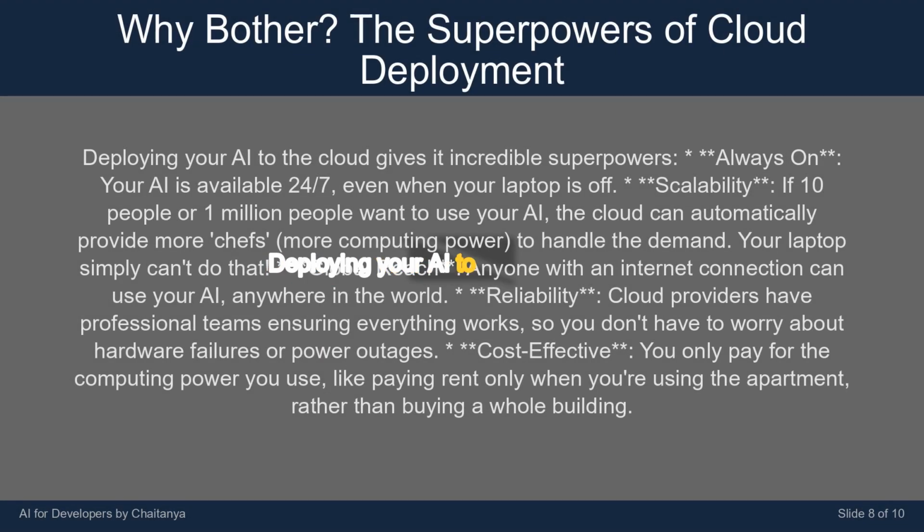Deploying your AI to the cloud gives it incredible superpowers. Always on. Your AI is available 24/7, even when your laptop is off. Scalability. If 10 people or 1 million people want to use your AI, the cloud can automatically provide more chefs, more computing power to handle the demand. Your laptop simply can't do that. Global reach. Anyone with an internet connection can use your AI, anywhere in the world.